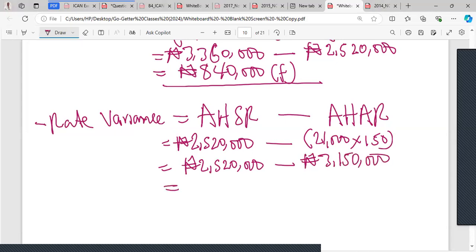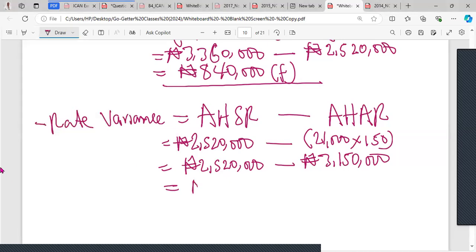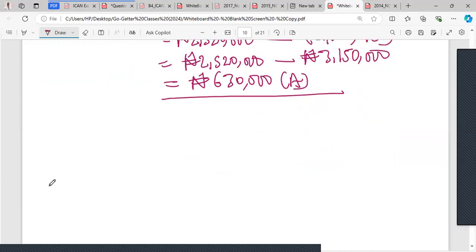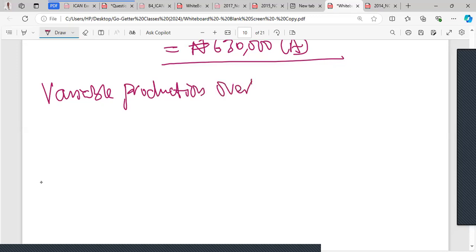So to give me an adverse, if I take away this from 2,520,000, that gives me 630,000 adverse. Then we're done with direct labor. So we go to variable production overhead variance.